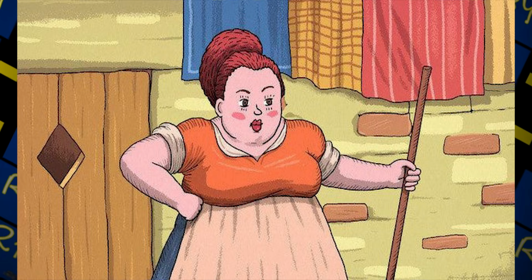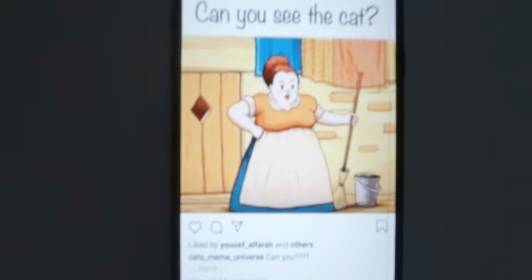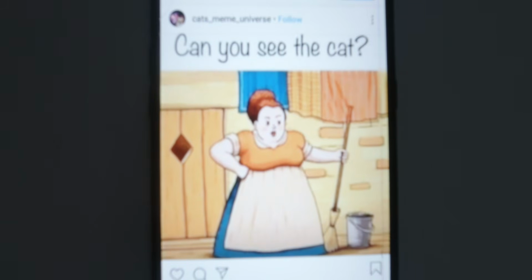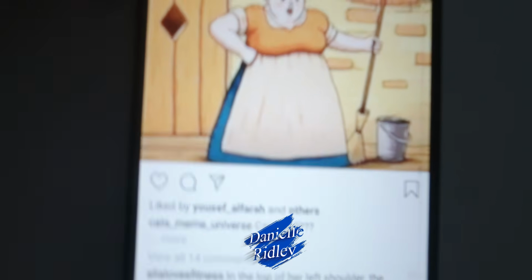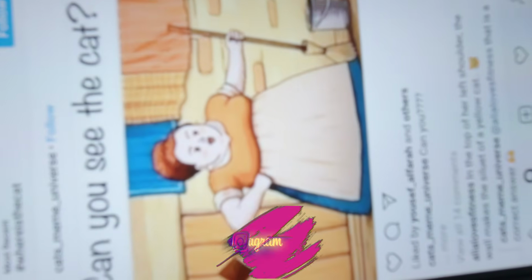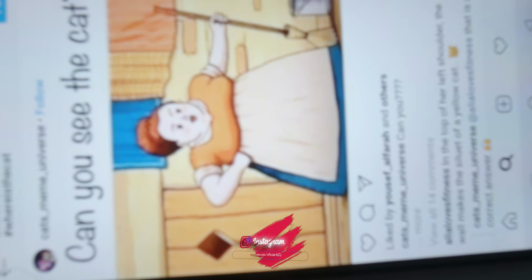So another tip is that if you turn your phone sideways, you guys should be able to see this cat more outlined. So I'm gonna turn my phone sideways right now. So there it is. So the cat is right there on the top of the shoulder. I'm gonna draw it out for you guys more clearly on my computer, so let's get right into it, guys.